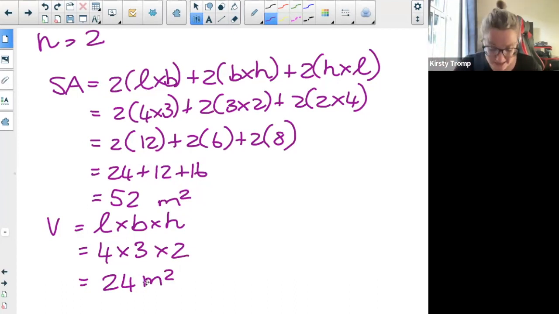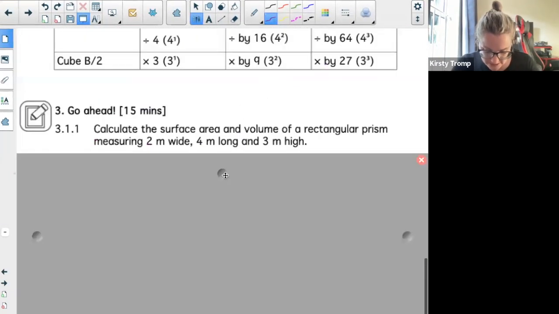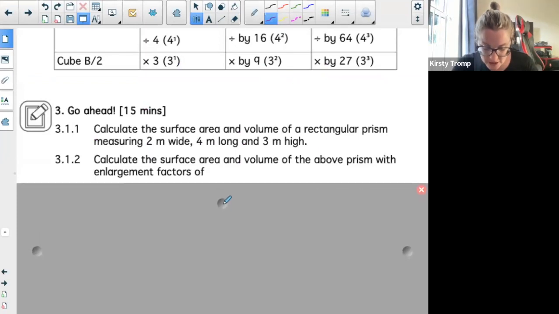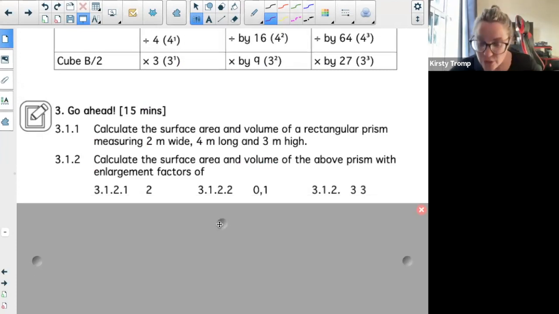Let's see what they want next. Question 3.1.2: calculate the surface area of the above prism, the one we just did, with the enlargement factors. That's the same word as variations. So they take the shape and enlarge it by 2 first, next by 0.1, and the final one by 3. I'm doing it by 3.